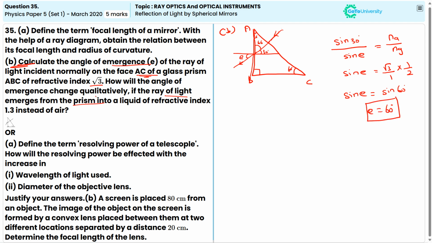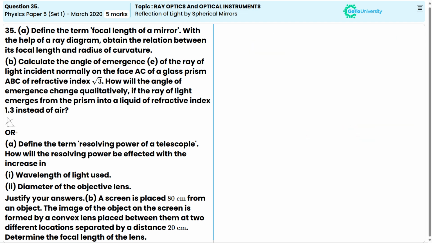How will the angle of emergence change qualitatively if the ray of light emerges from the prism into a liquid of refractive index 1.3 instead of air? Obviously it will bend away from the normal by a smaller extent as compared to air. So the angle of emergence will be less than 60 degree.